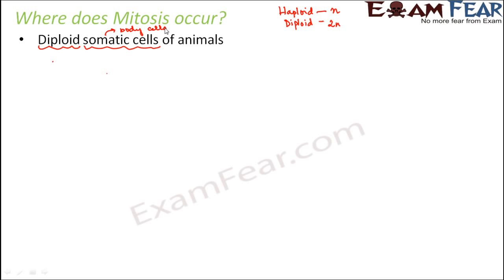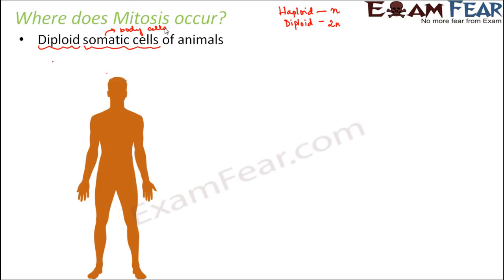So mitosis occurs in diploid somatic cells of animals. As I said, all the cells except the sex cells are diploid. However, it occurs in both diploid and haploid cells of plants.